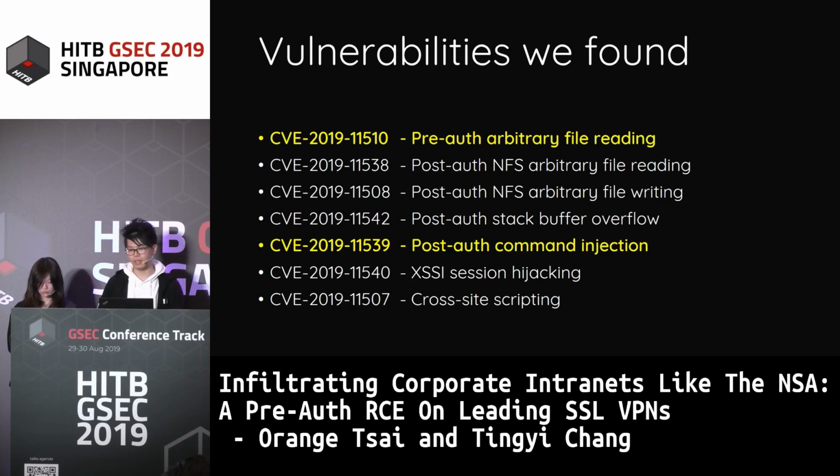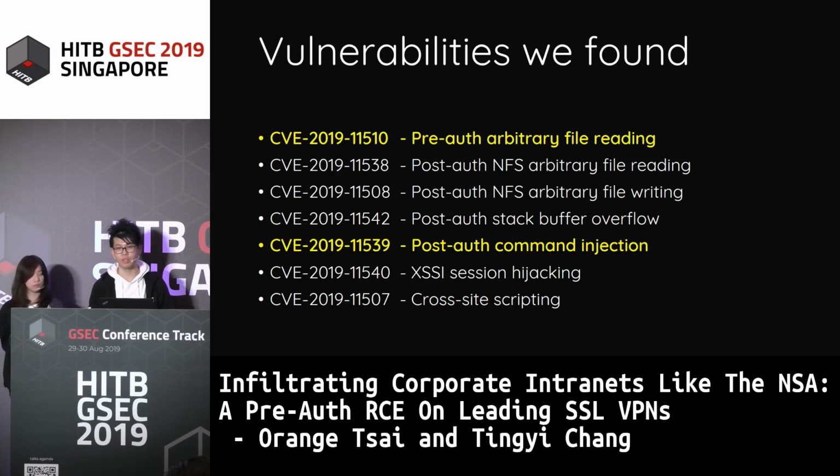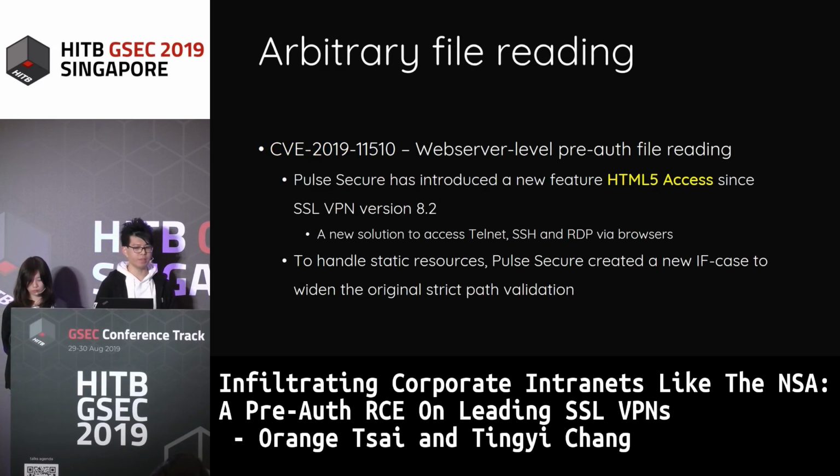Here are the vulnerabilities we found. Among them, we will introduce the pre-auth arbitrary file reading and the post-auth command injection. We turn these two bugs into a pre-auth remote code execution. The first bug is the pre-auth file reading. PearlSecure introduced a new feature called HTML5 file access since version 8.2. It can access Telnet, SSH, and remote desktop through browsers.